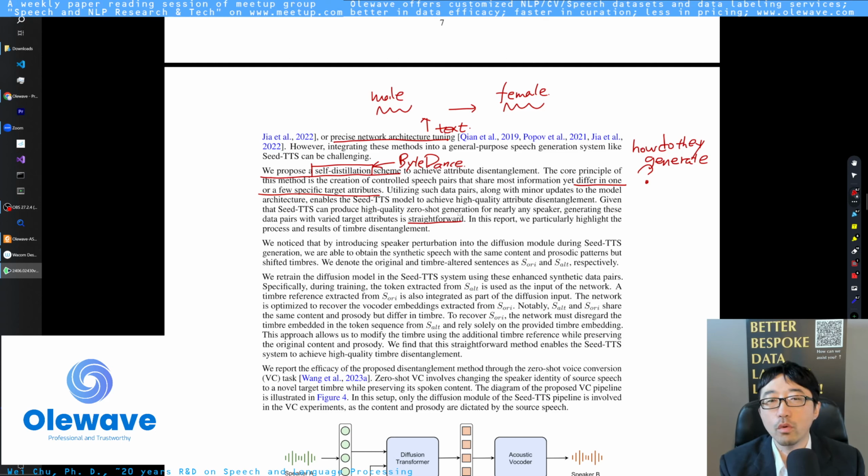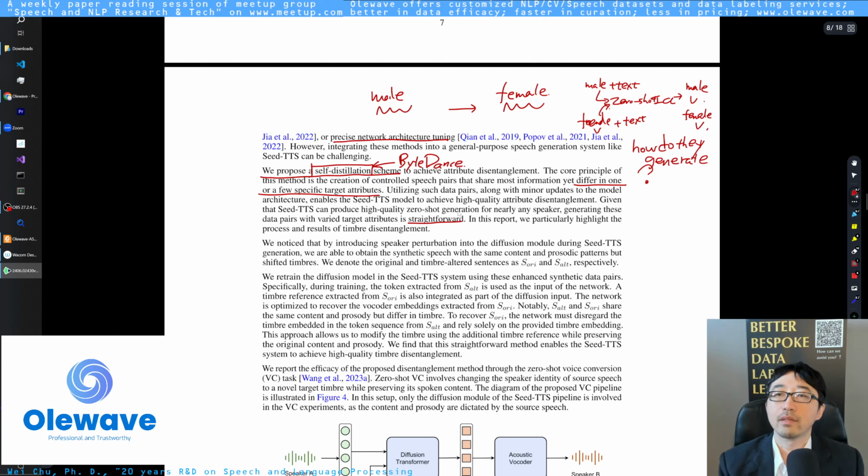Yeah, and then they can use it to generate pairs. My understanding is that to get this pair, you have the male voice and female voice, right? You just use the male voice plus text using their zero-shot ICL, and you generate the male voice, right? And then they also use a female speech voice plus text, also through their zero-shot ICL, to get the female voice. Make sense? Yeah. And then they got a pair of them.